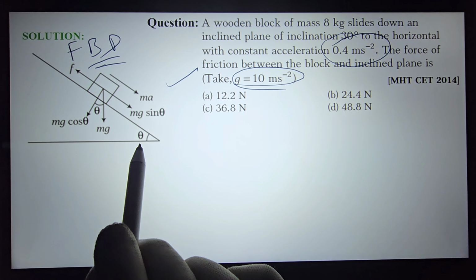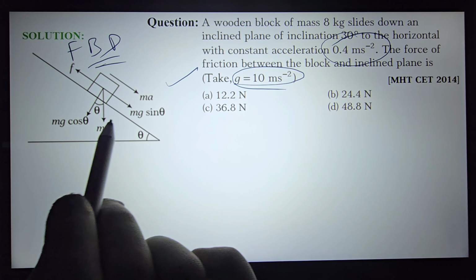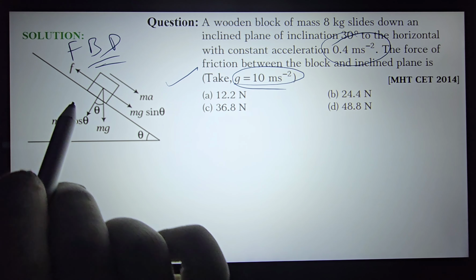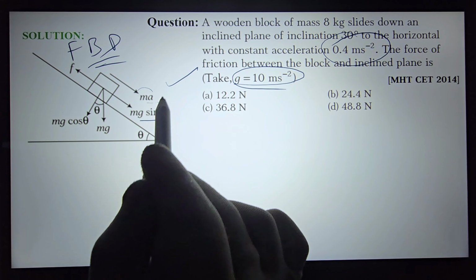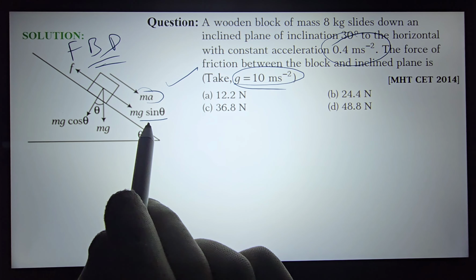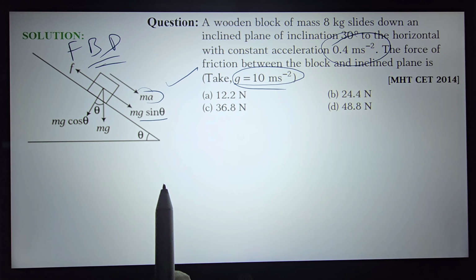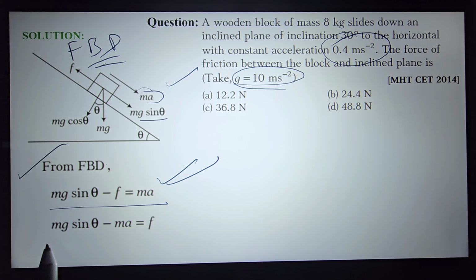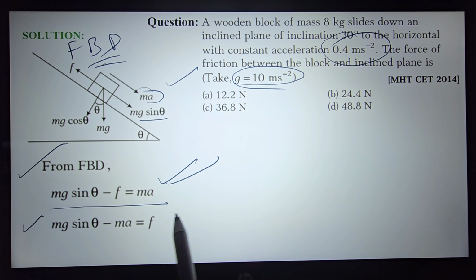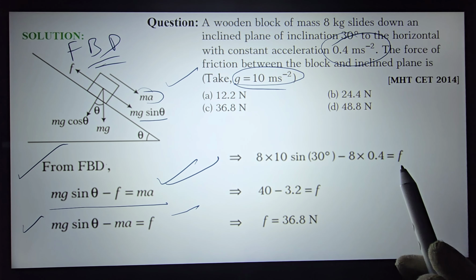Okay, this is a free body diagram with theta inclination given as 30 degrees, and these are the regular forces which we have been discussing for long. This is the friction force, this is mg cos theta, this is ma in the direction of the movement. Okay, and mg cos theta and mg sin theta. So using this free body diagram, you can now write down the equation, which is mg sin theta minus f is equal to ma. Okay, and another is mg sin theta minus ma equals f. If you write in this fashion, you get the value of friction.